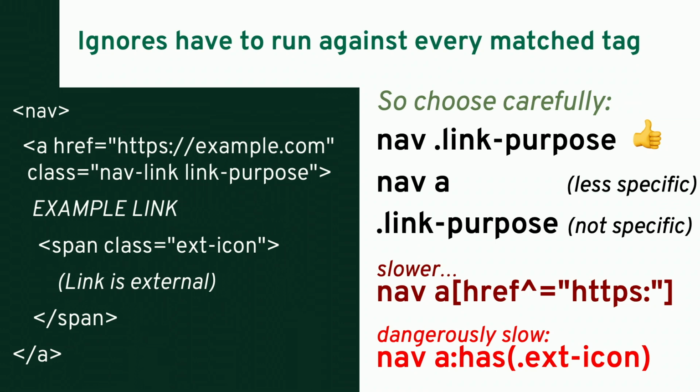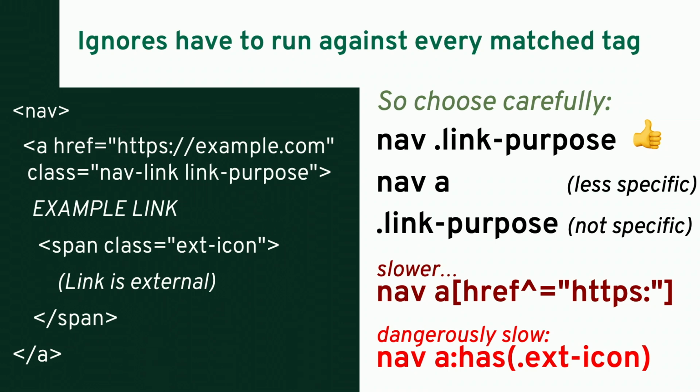So choose carefully. Like nav.link purpose, classes, very fast selectors. Browsers are very optimized for that. That's a great selector. If this is like external links, if you're trying to ignore external links in your navigation, that would work great. If you didn't have that class, just nav A, well, that's going to ignore all the links in your navigation. It's not as specific. Or just .link purpose. That's going to ignore all your external links everywhere.